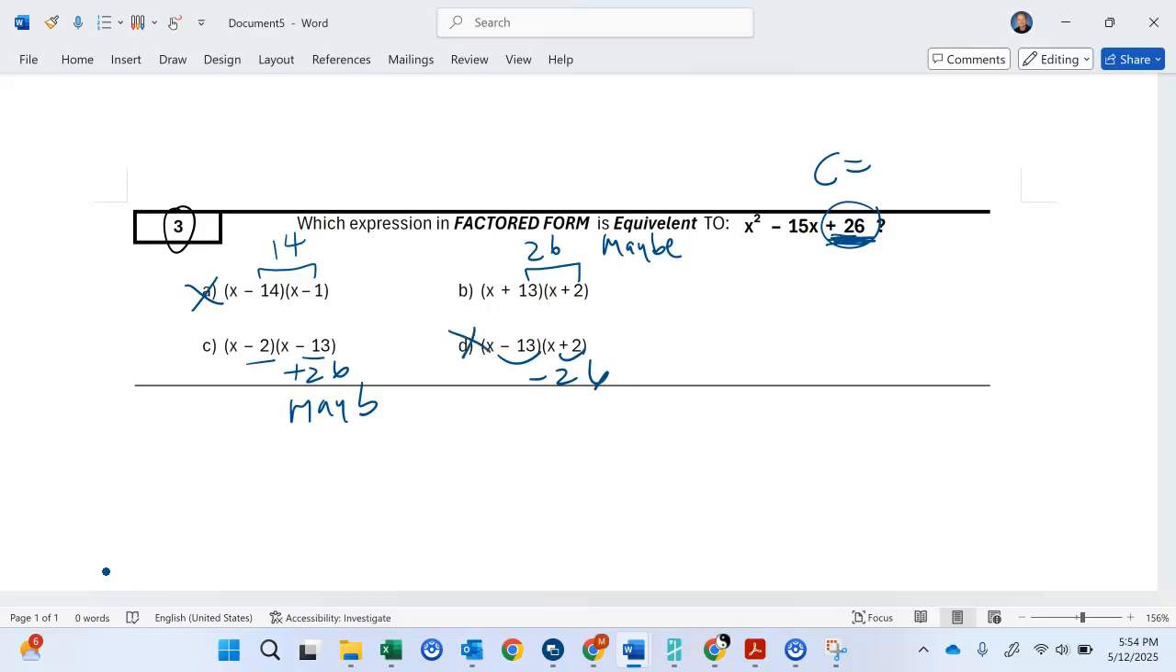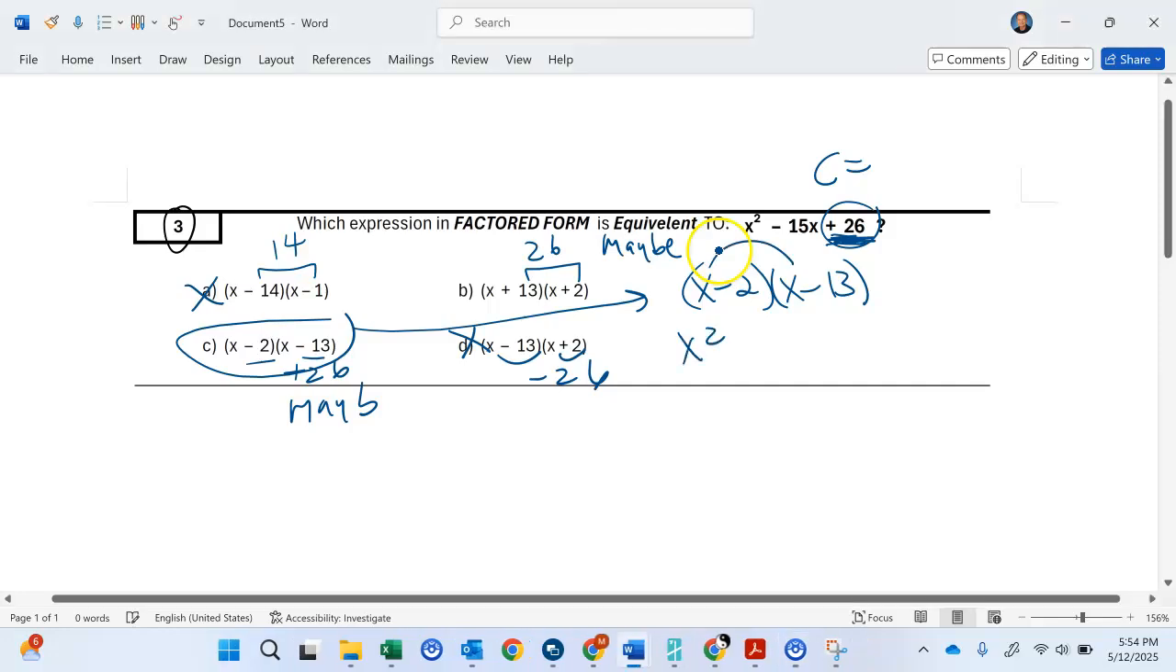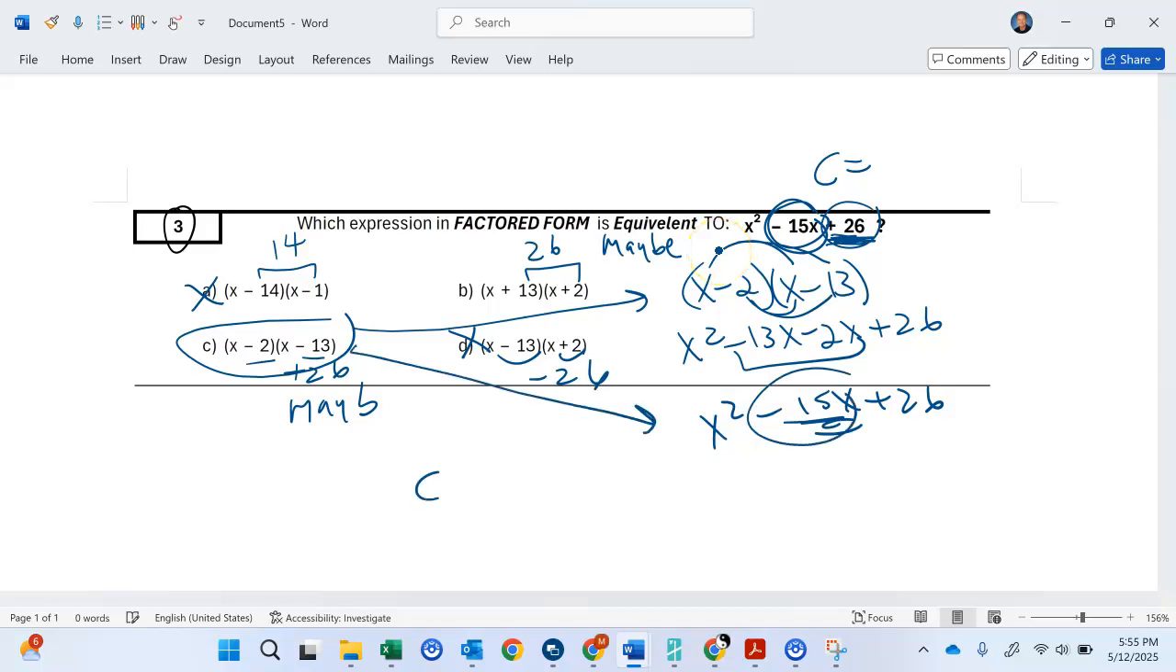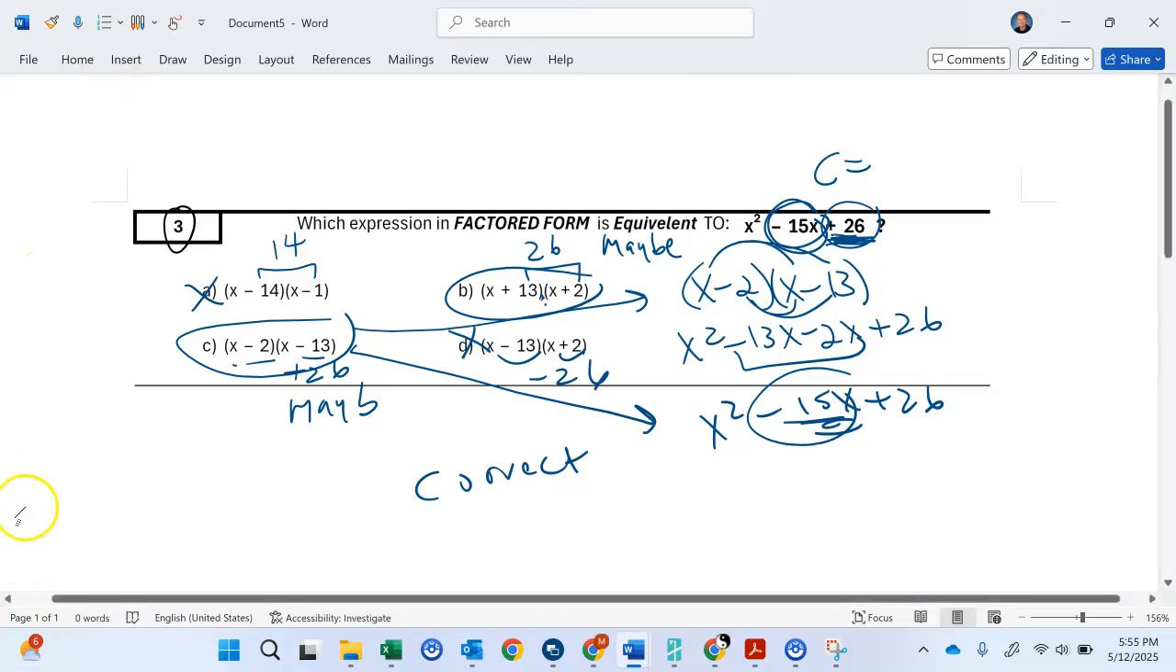Okay, so then I'm going to just try one of these. Let me try C and see what I get. x times x squared, x times negative 13, negative 2 times x, negative 2 times negative 13, 26. Put these together, minus 15x. So this is correct. Now the B matches the negative 15. This matches this. So that tells me that C is correct. Now you could try this, but it would give you positive 15x. So anyway, that's how you can do these kind of problems.